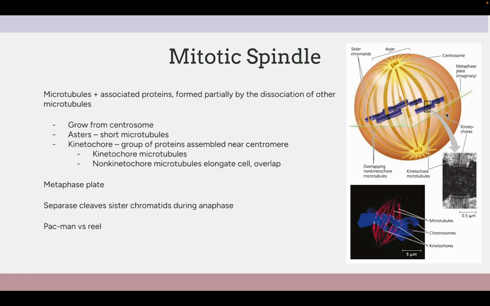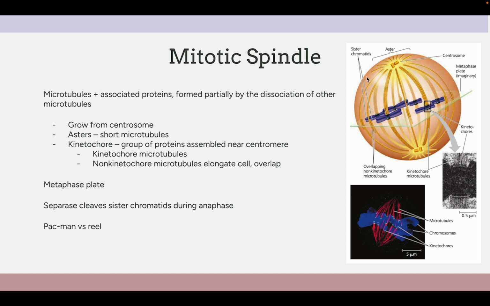Awesome. Now we're going to talk about the mitotic spindle, which is that network of microtubules that is very important. So basically the mitotic spindle formally is the microtubules and the associated proteins. And once we go into mitosis, a lot of the microtubule structures in this cell are actually going to disassemble, so we can use those tubulins to form our mitotic spindle.